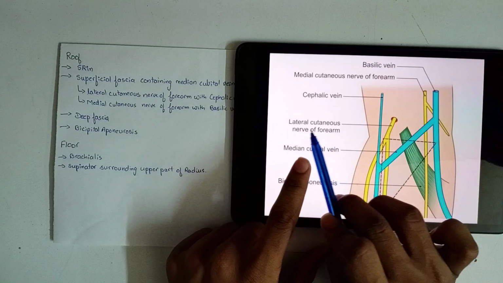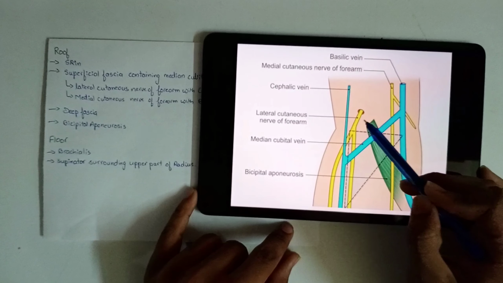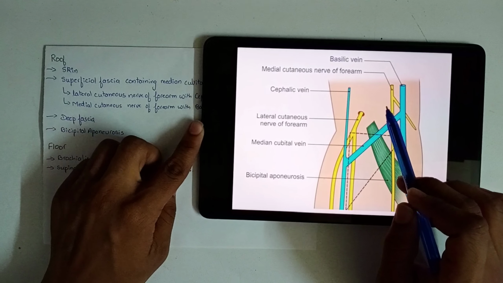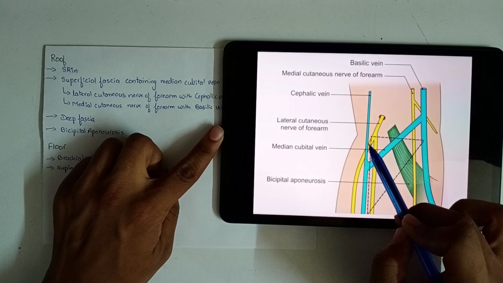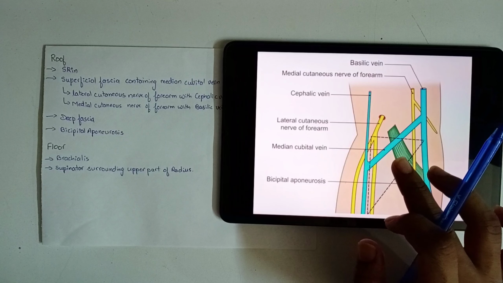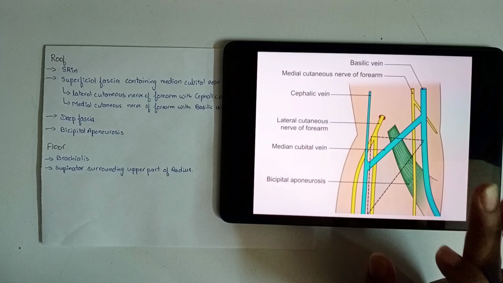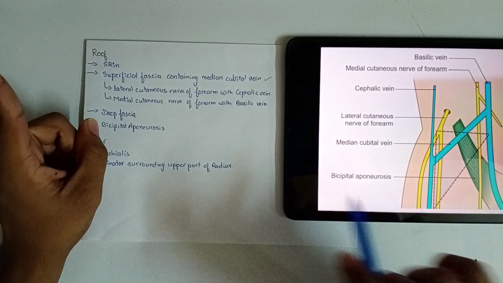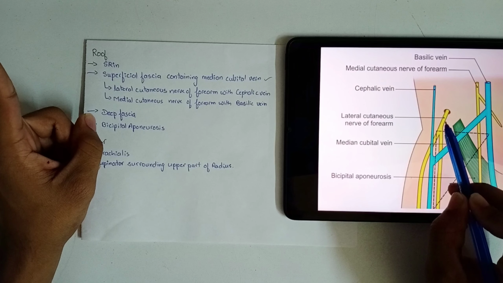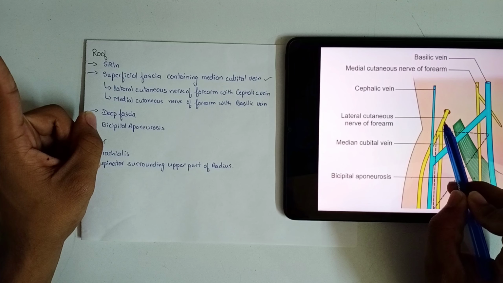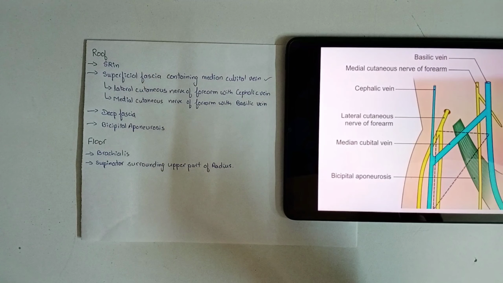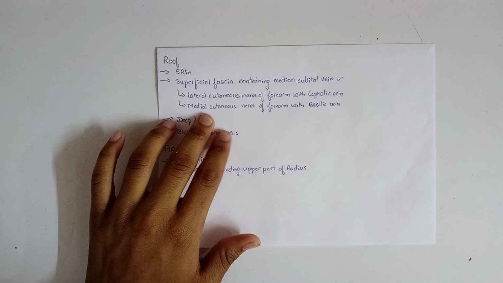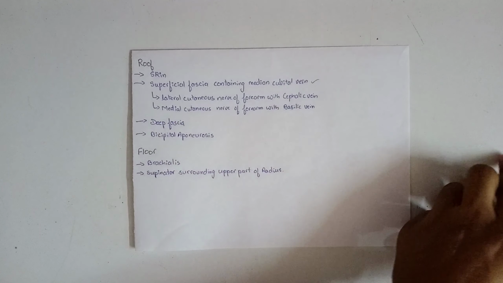This is lateral cutaneous nerve of forearm, this one. It continues with cephalic vein. This is cephalic vein. So all these structures are present in the roof of the cubital fossa. First one, median cubital vein, lateral cutaneous nerve of forearm with cephalic vein, and medial cutaneous nerve of forearm with basilic vein.